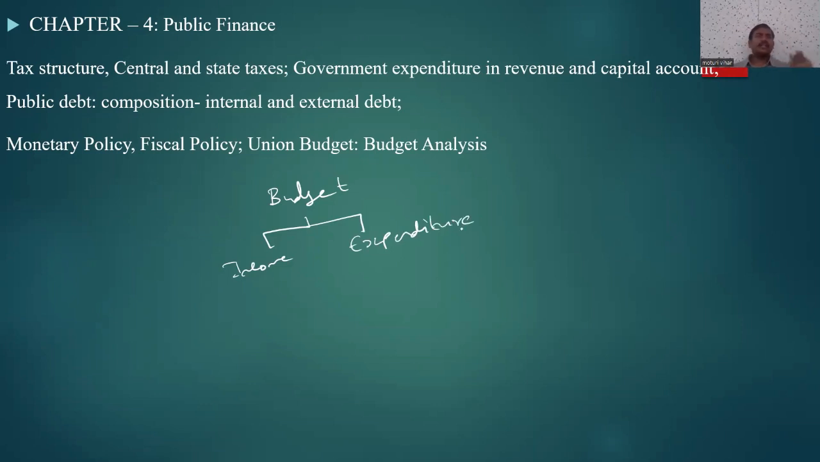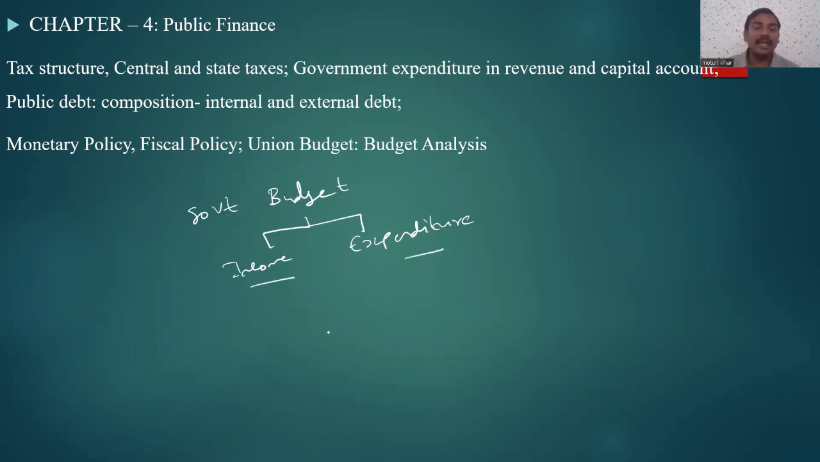Simple. Without expenditure, income cannot be accumulated, and expenditure should come from the income. So these are two balancing situations. Without income, anybody cannot spend the money. Here in public finance, it is the government budget: the income of the government and the expenditure of the government.